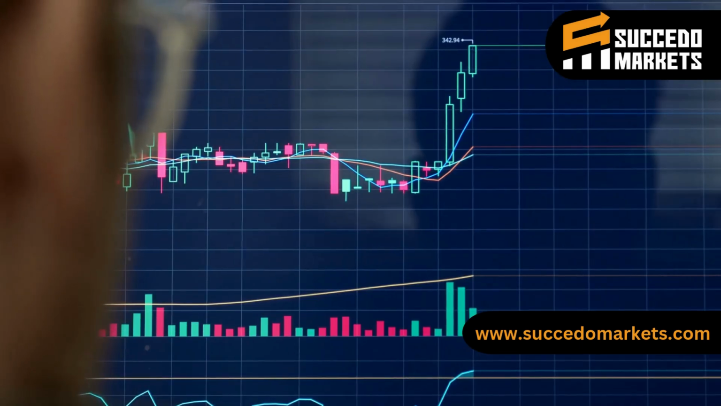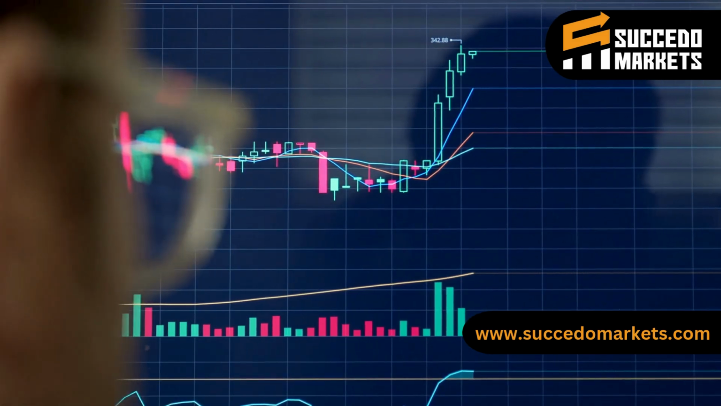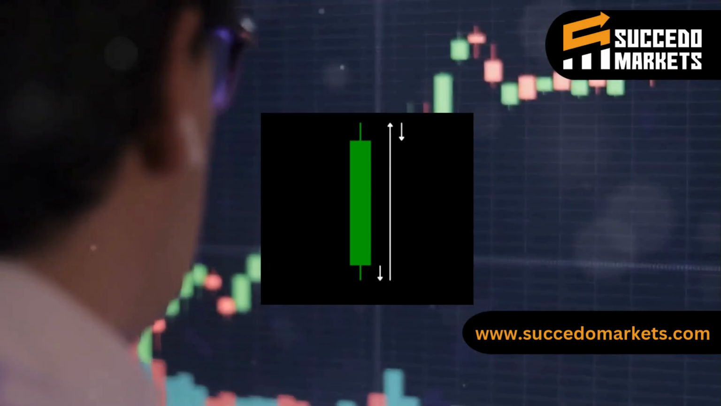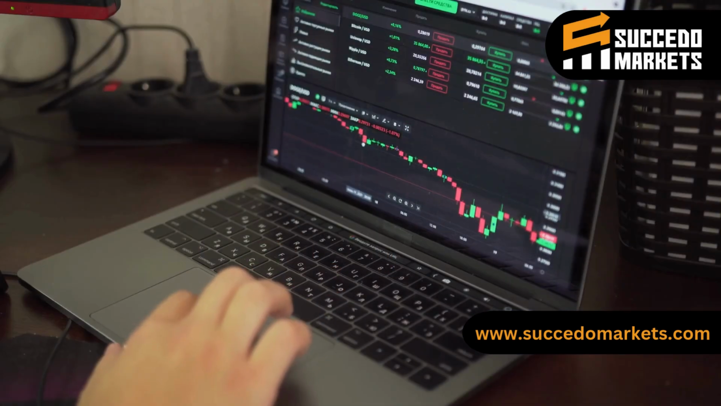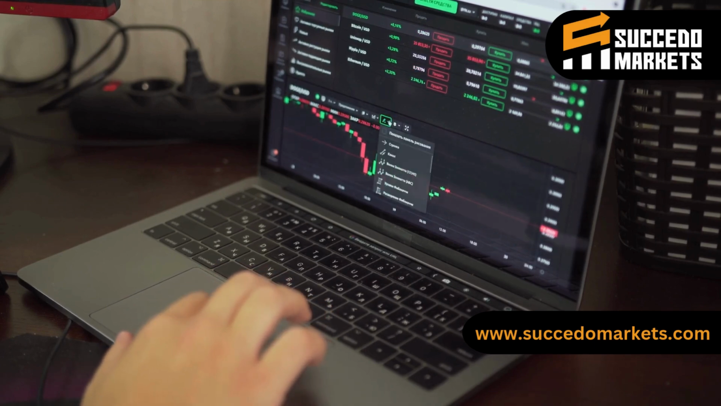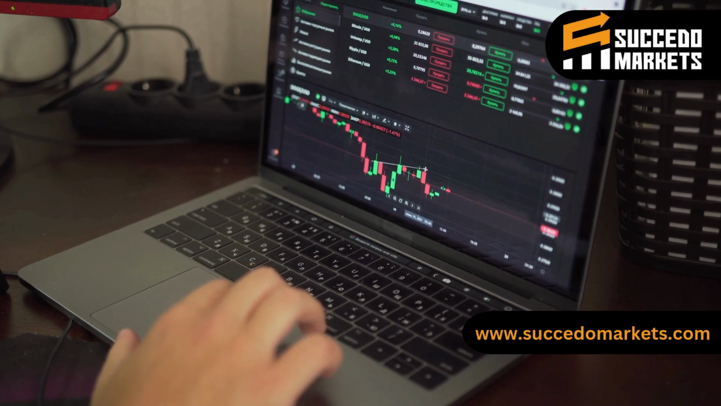Now let's look at the most common type of chart, the candlestick chart. Each candle shows you the price changes in a certain time period, like 1 hour or 1 day. A green candle means the price went up during that time. Each candlestick shows 4 things: the opening price, where the price started, the closing price, where it ended, the highest price it reached, and the lowest price it dropped to.